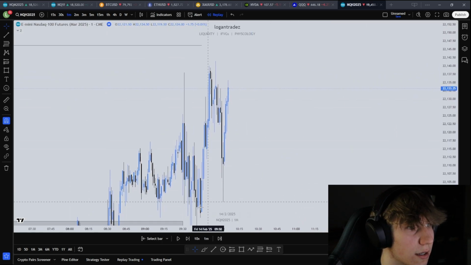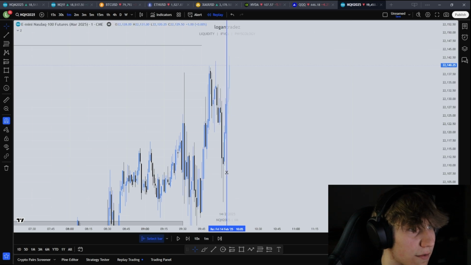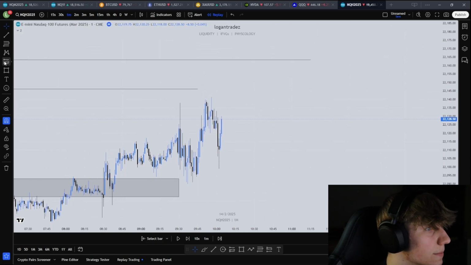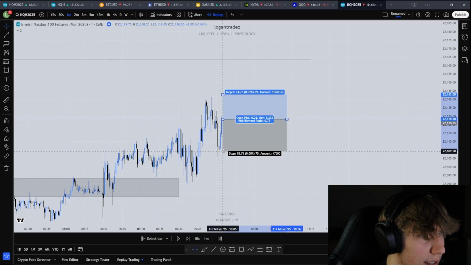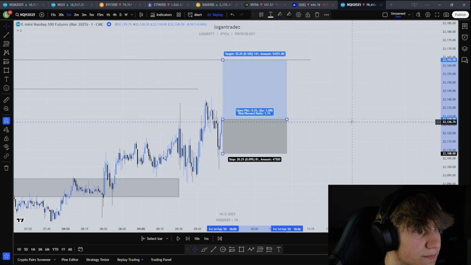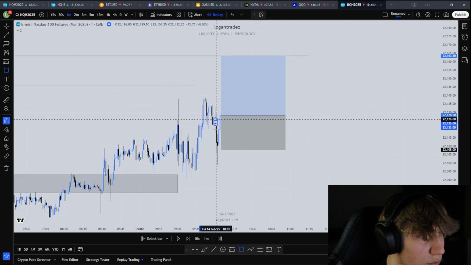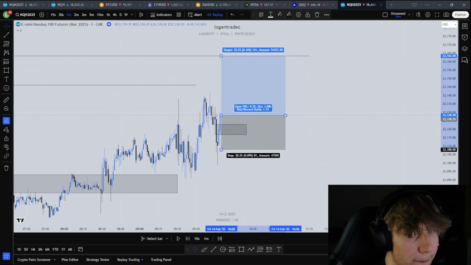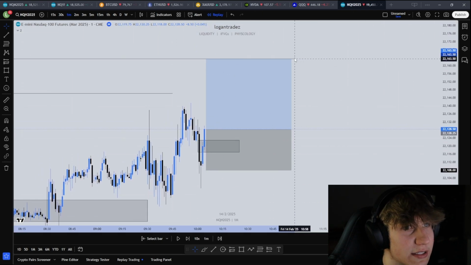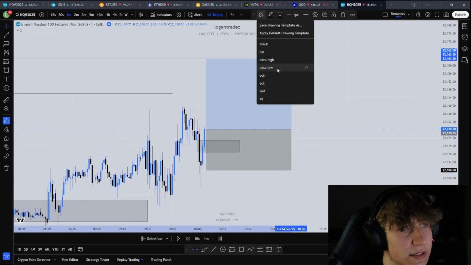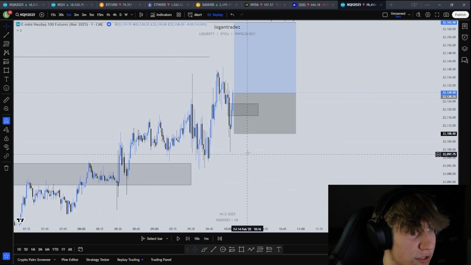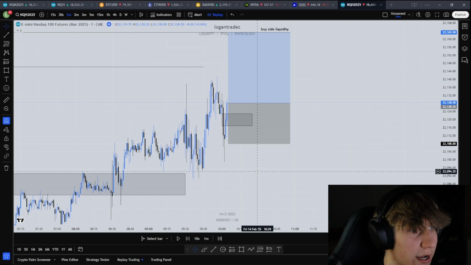All right, so right here, we do get a pullback for this 1-minute setup. This 1-minute setup gets a very good pullback. So if we were to take this to these highs, this 1-minute here. Now, why am I targeting this high right here? Because price told us that we want to go up by inversing that 15-minute and delivering from the 1 hour.